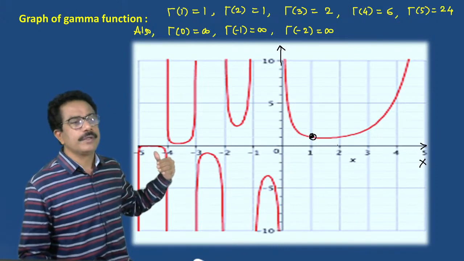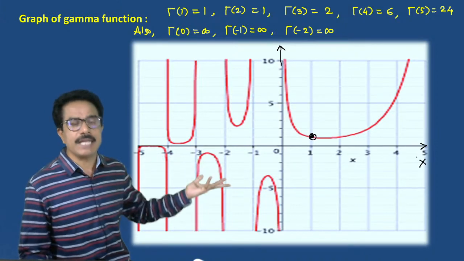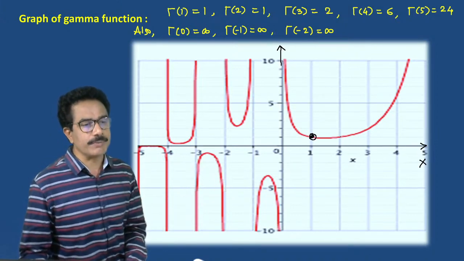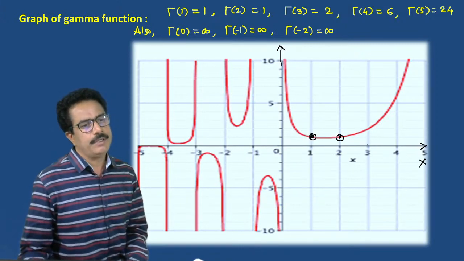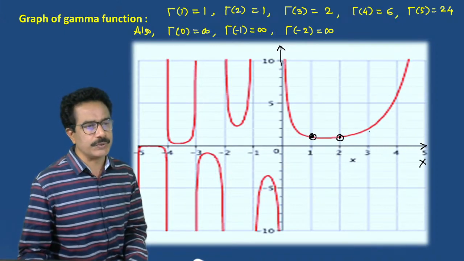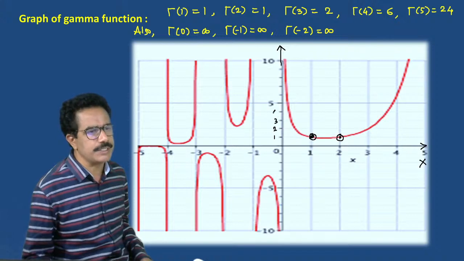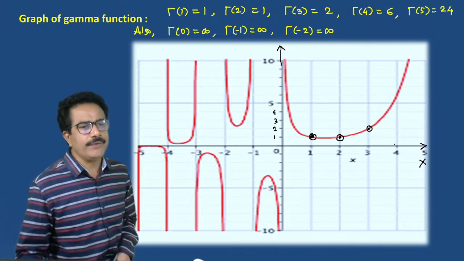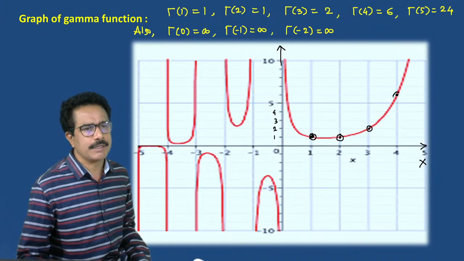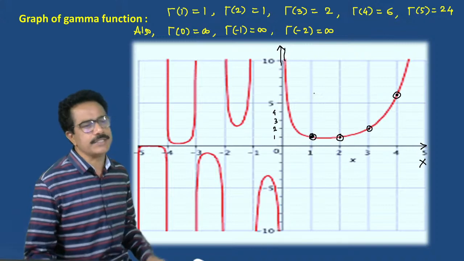Gamma 2, when x is equal to 2, then y, which means f of x, is equal to 1. Again, the value of gamma 2 is 1. So gamma 3 is 2. Suppose this is 1, this is 2, this is 3, this is 4. Gamma 3 is 2, gamma 4 is 6. Gamma 0 is infinity, but it is not defined.